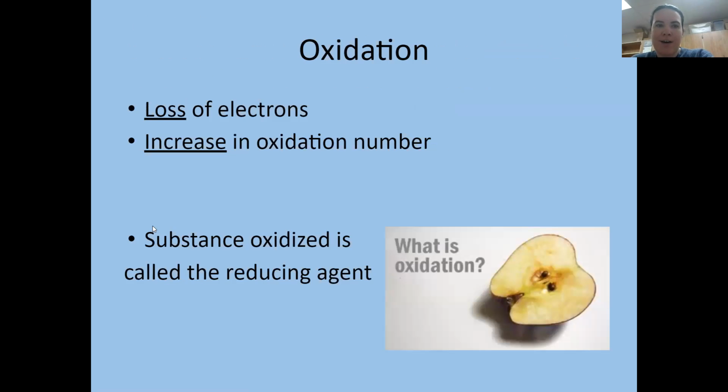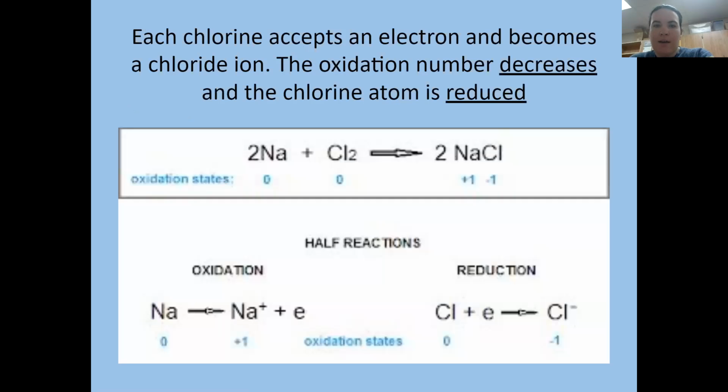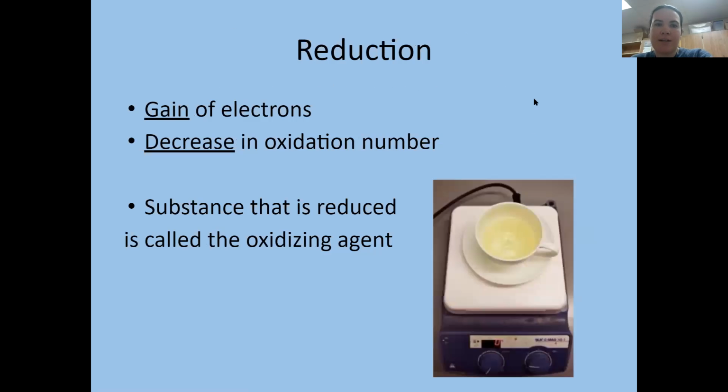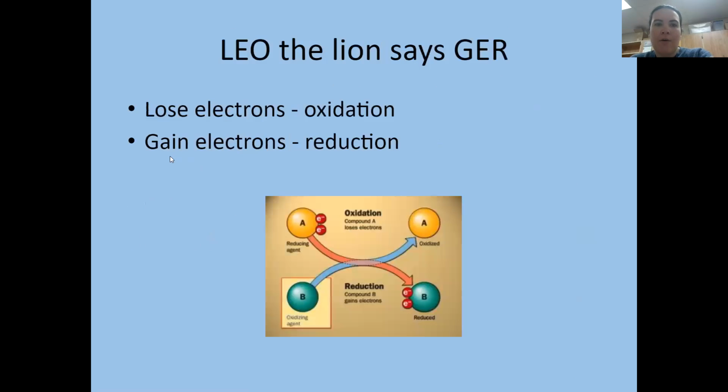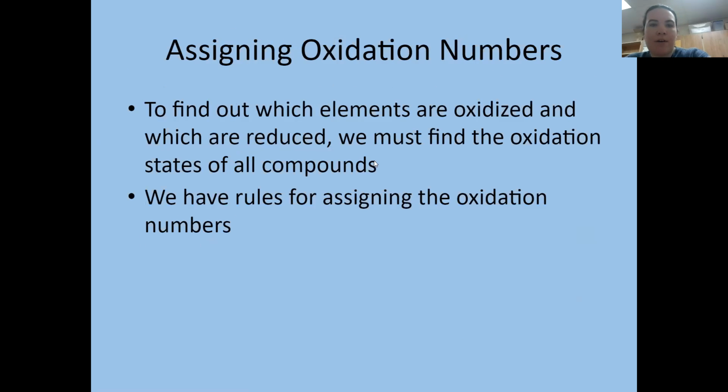So here's our summary of oxidation. Losing electrons, the oxidation number goes up in a reaction. Here's our reaction again, chlorine goes down, and our summary, reduction is gaining electrons and a decrease in oxidation number. One way to remember which one's which is LEO says GER. LEO stands for lose electrons, oxidation. GER, gain electrons, reduction.